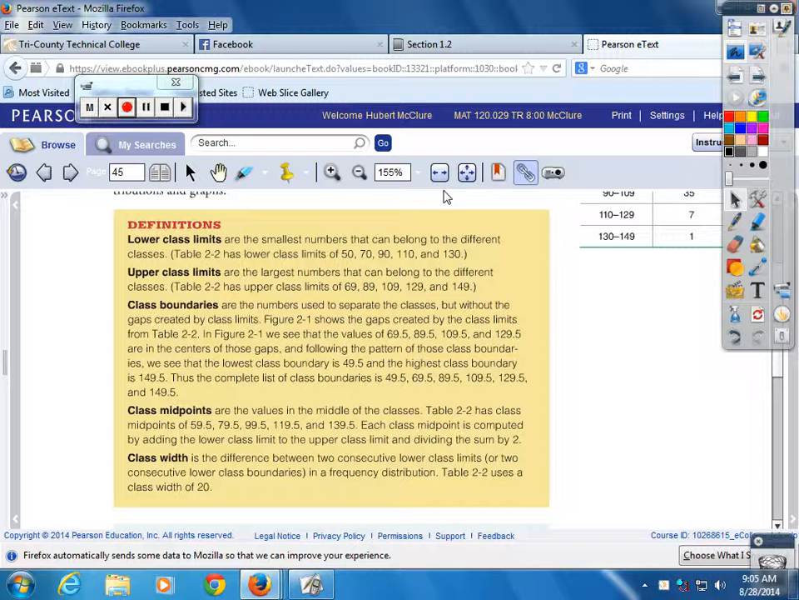Lower class limit, upper class limit, class boundary, class midpoint, class width. The most important is this guy, class width. That's your second one. Third one I'm going to read out.